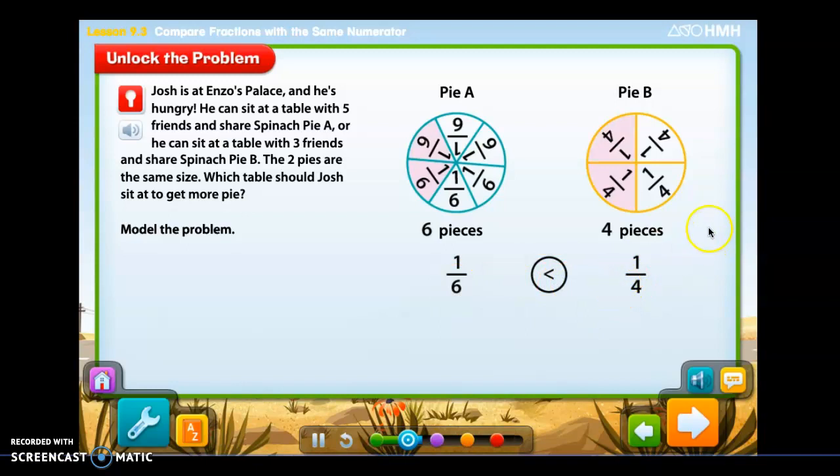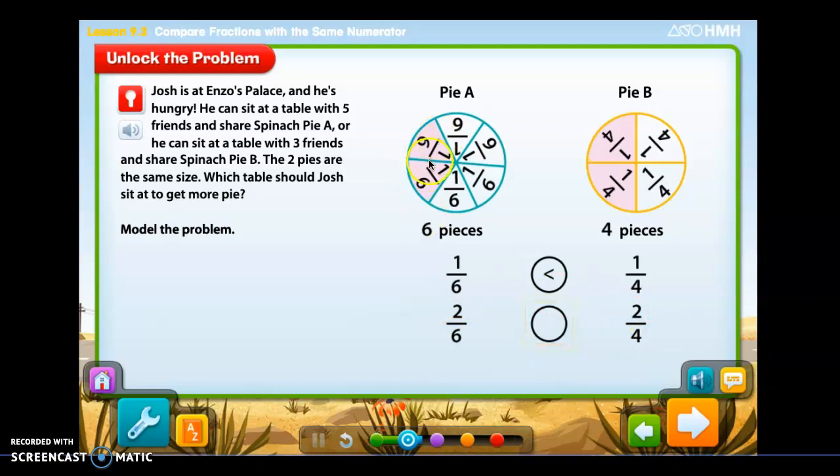What if Josh wants 2 pieces of pie? Which is the greater amount? Is it 2 pieces from pie A, which is 2/6 of a pie, or 2 pieces from pie B, which is 2/4 of a pie? Which gives Josh more spinach pie? Is 2/6 more or is 2/4 more?